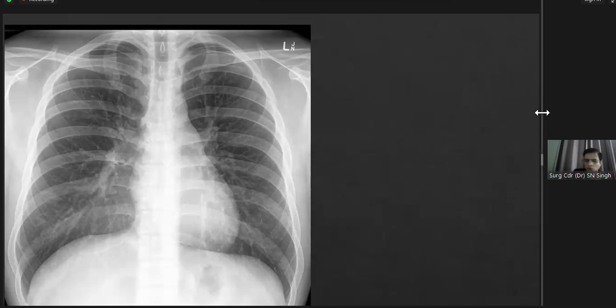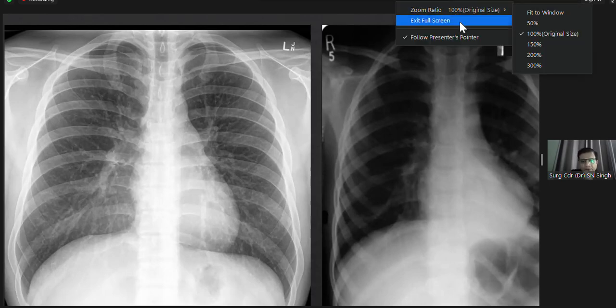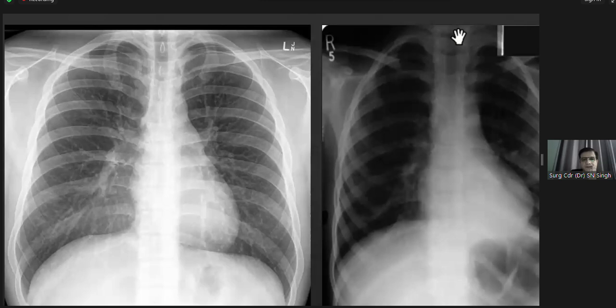Got the point? So that is the way forward, so that you don't have to wait and break in between. Come, next chest X-ray. Start first. Normal chest, frontal chest X-ray view. First start.